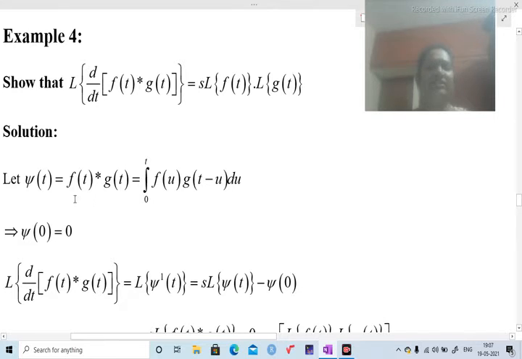Observe psi of 0 equal to 0. Why? Psi of 0 means t equal to 0. Replace t equal to 0. That means integration between 0 to 0.